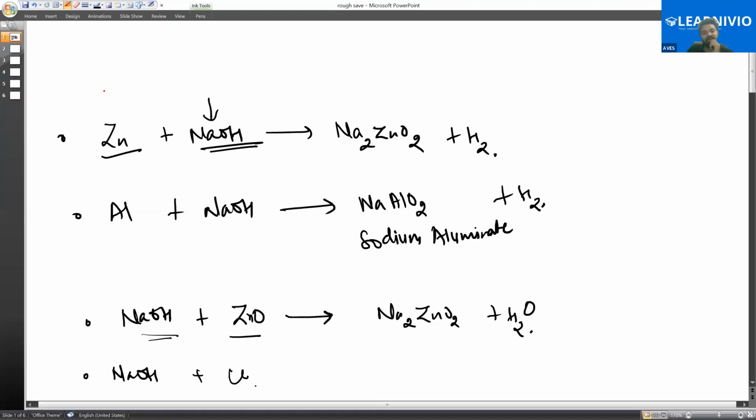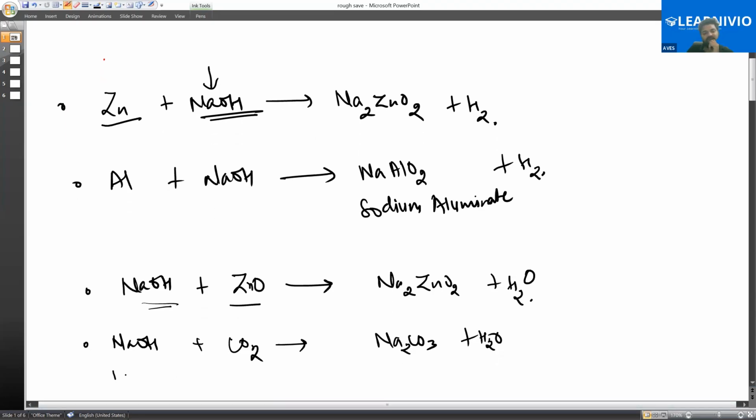A non-metal oxide is like carbon dioxide. So you get sodium carbonate, Na2CO3, plus water. Another example is sodium sulfate: sodium hydroxide plus sulfur trioxide gives Na2SO4. If you want SO4 you have to take SO3 here, and if you want CO3 you have to take CO2. See, the oxygen increases. So these are the non-metal oxides. Okay, understood? Note it down.